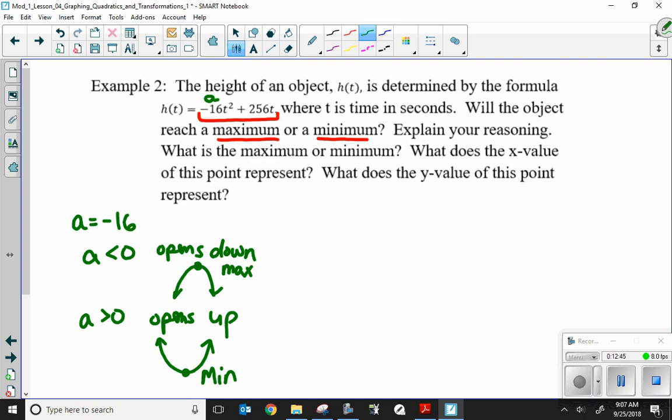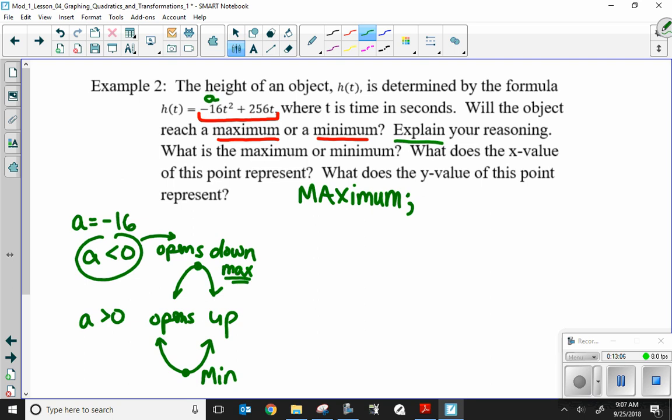So they're asking me, will the object reach a min or a maximum? Since this is our situation, our parabola is going to open down. So my vertex is going to be a maximum. So the first thing I'm going to write here is maximum. And then it says explain. Explain means you need to use your words, not math.